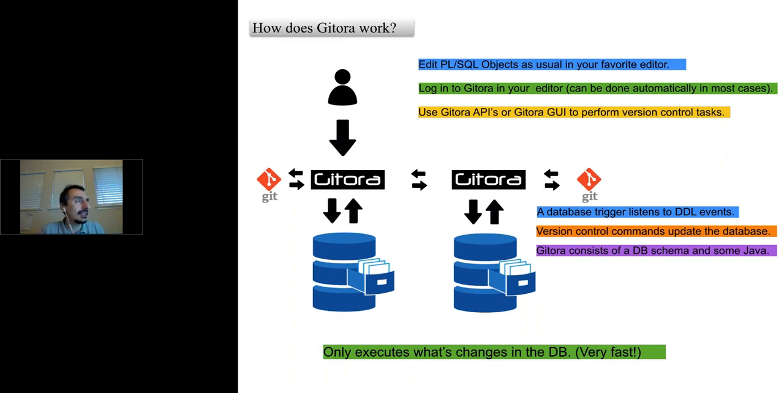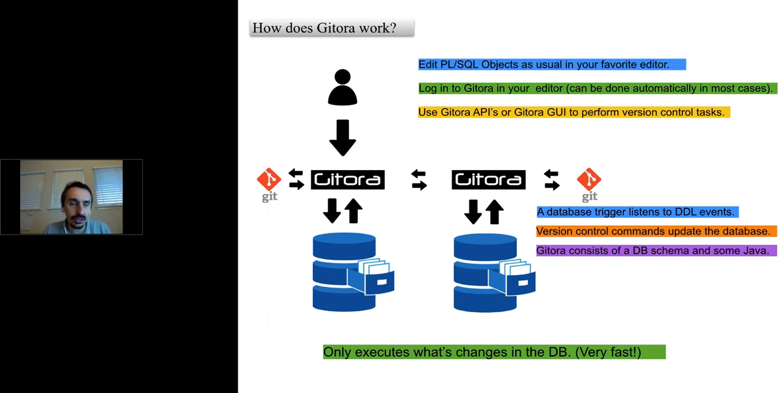And technically, Gitora has a database trigger. It's a DDL trigger, a database level trigger. It listens to DDLs. If there's a PL SQL object that is registered to Gitora, it's going to check. If your PL SQL object is not registered to Gitora, Gitora does nothing with it. So you can pick and choose which objects you want to manage with Gitora. But if it's an object that's in control of Gitora, it's not going to let you edit it unless you sign in. And if you are signed in, it's going to communicate with Git and update your working directory.